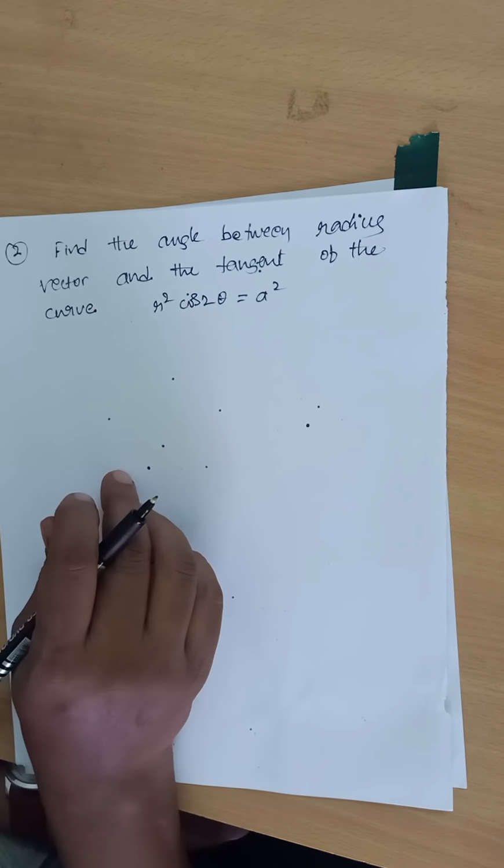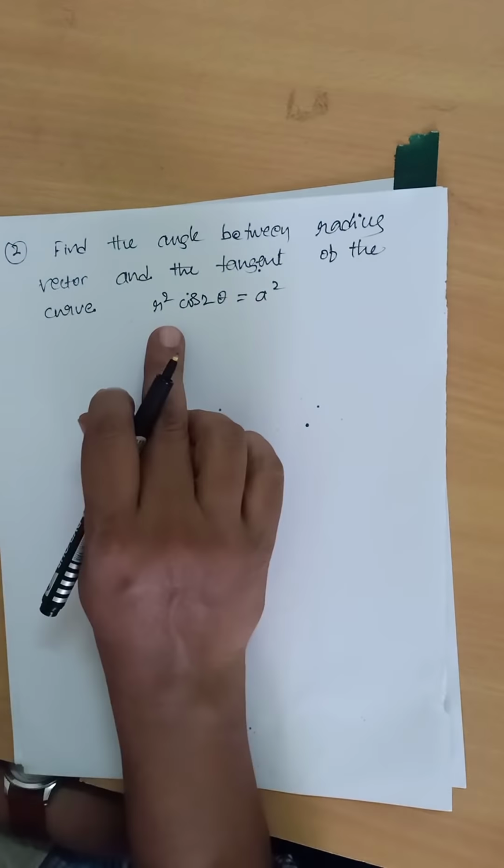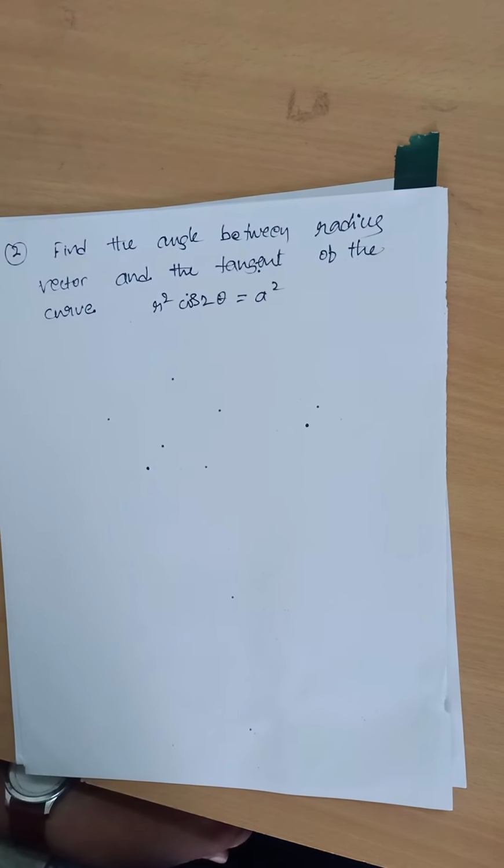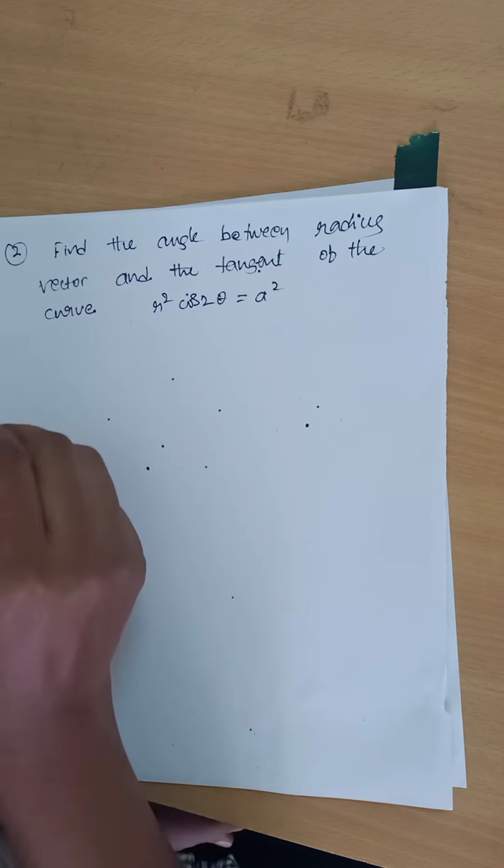Like the previous problem, the first step is taking log on both sides. The second step is differentiate with respect to theta to get 1 by r dr by d theta in the form of cot phi, and simplify to get phi. That is the working rule.